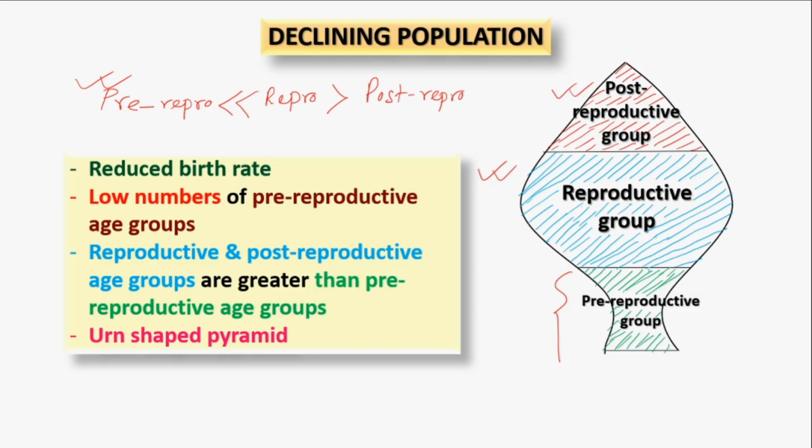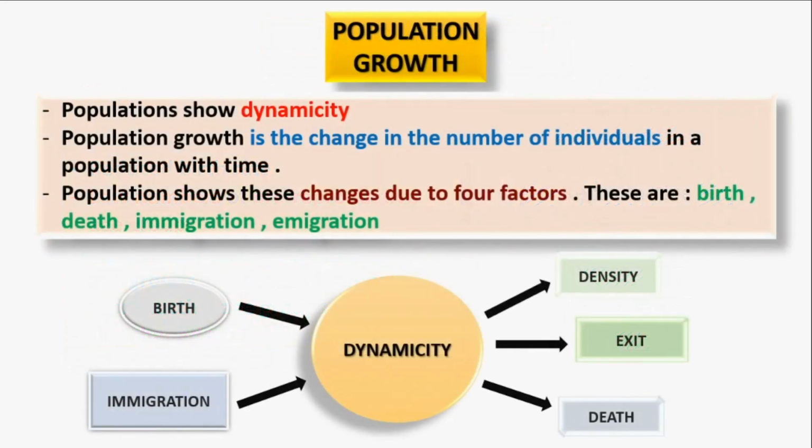Here the birth rate is so reduced that the pre-reproductive age group shows a low number of individuals, and this age group is much smaller than the next two age groups, and this kind of population shows an urn-shaped pyramid. So next is the basic concept of population growth.